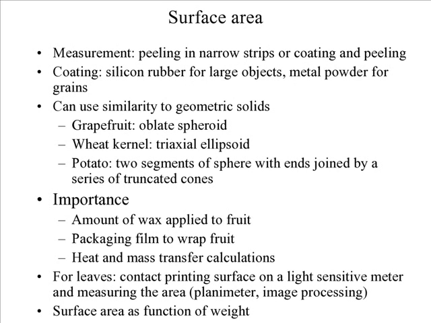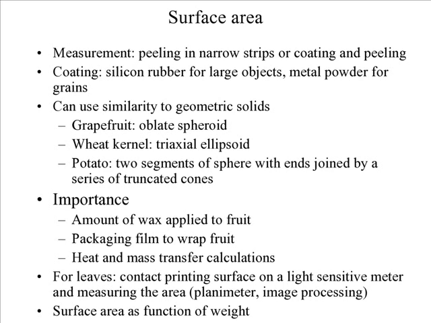Another important physical characteristic is surface area. In terms of measurement, you can peel it in narrow strips or coat it and then peel the coating material. In terms of coating, you can use silicone rubber for large objects or metal powder for grains. You can also use the similarity to geometric solids.